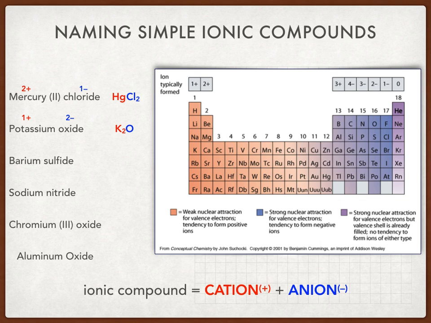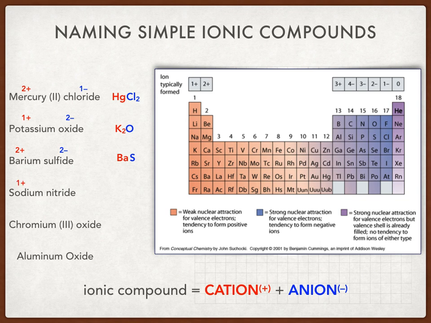Barium sulfide. Where's barium on the periodic table? It's in n equals 1, 2, 3, 4, 5, 6. It's the 6th row, but it's the 2nd column, more importantly. So it's always going to be a +2. Sulfur, again, is always a 2 minus. So those are going to be 1 to 1. Barium sulfide looks like this because both charges are +2 and -2. They cancel out.